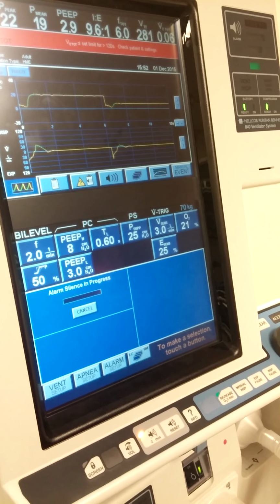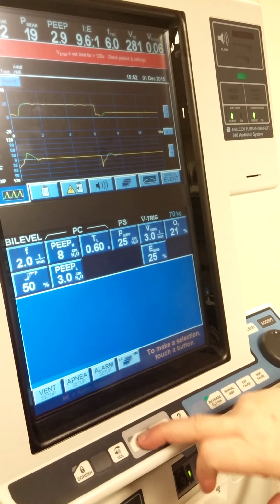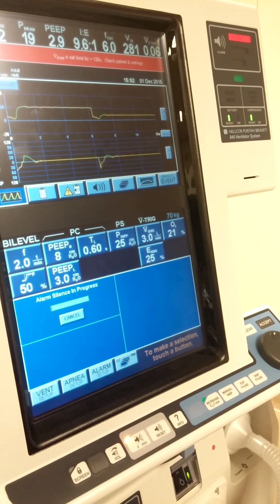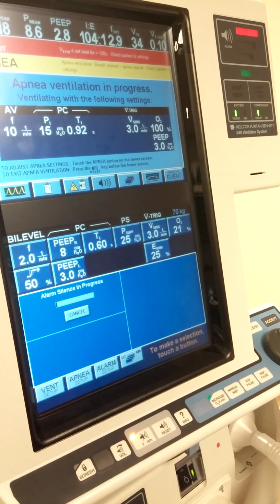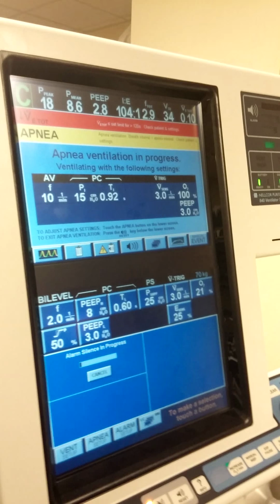So bilevel patients can breathe spontaneously between machine breaths, but in APRV they cannot between breaths. Right, but they can both breathe spontaneously at the upper level. Both of them can do it.